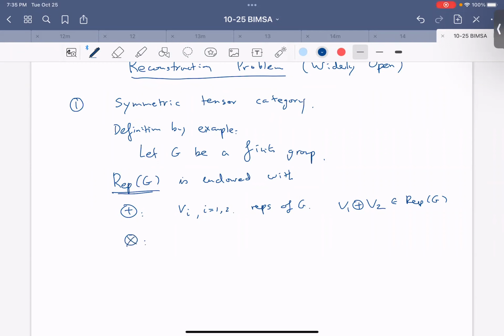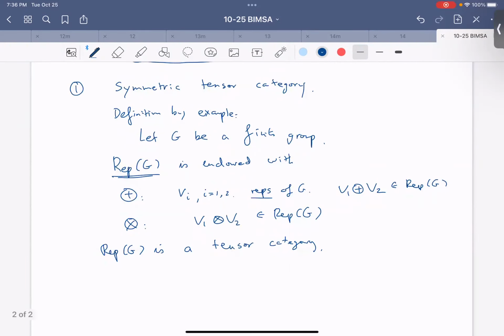There is also a tensor product. Let's take finite dimensional representations, so we don't have to worry about topology here. The tensor product is also a representation of G. So with this direct sum and tensor product, Rep(G) is a tensor category. I will usually focus on the semi-simple case, which means that my tensor category has only a finite number of irreducible objects, as in the case of a finite group. That's the case I'll focus on.